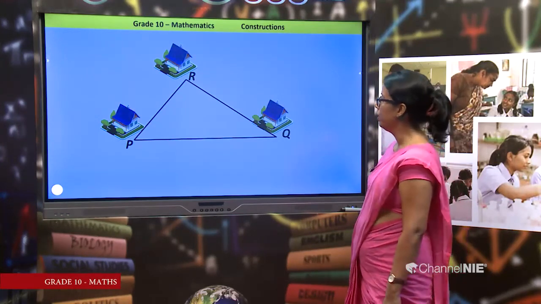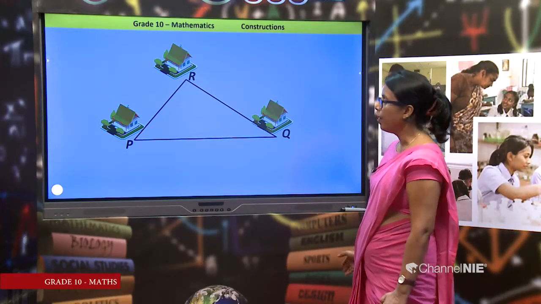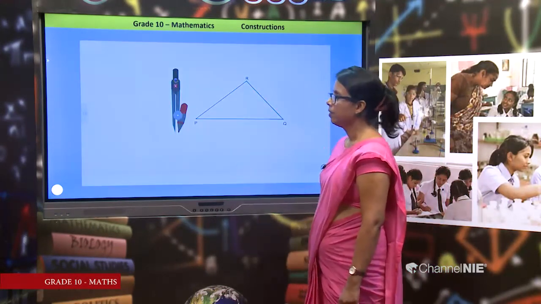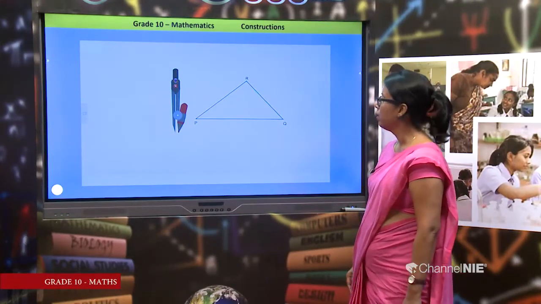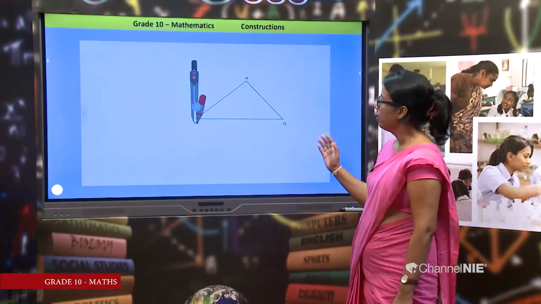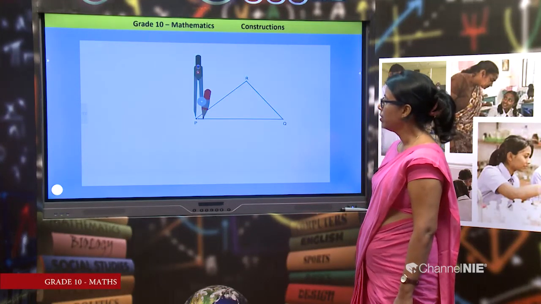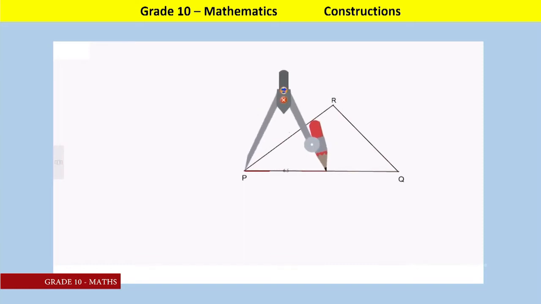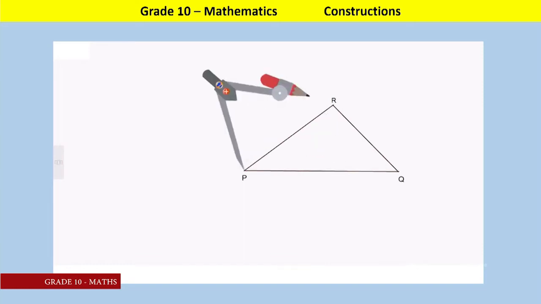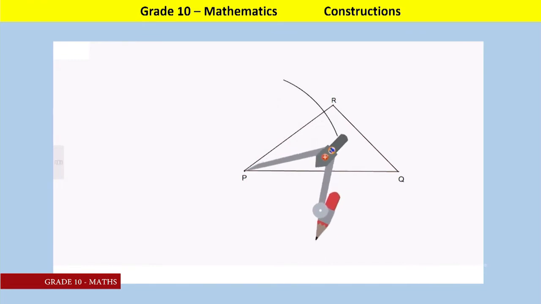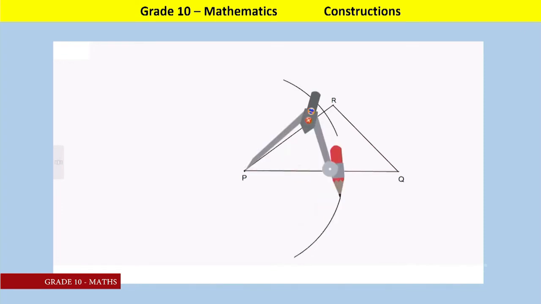Now get ready with me. Let's try to find the location of the lamp post. Using your construction knowledge, let's find the place where to fix the lamp post. First, you can keep any place PQR, 3 houses, and construct 2 perpendicular bisectors of any 2 lines.